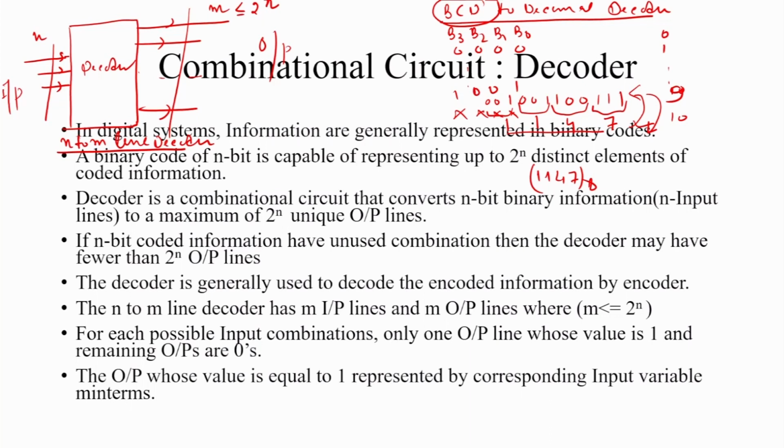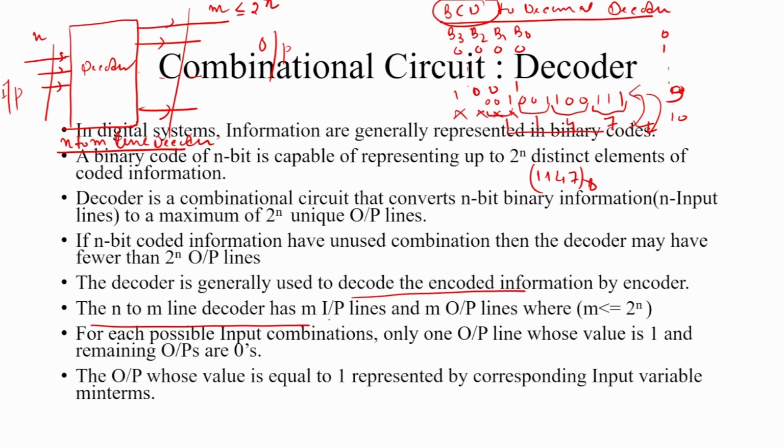So generally a decoder performs the opposite operation of an encoder. An encoder is used for encoding information, and a decoder is used for decoding that information into its original form. This is the general block diagram of an n to m line decoder. There are n inputs, and the maximum possible outputs are 2 to the power n, meaning the value of m is less than or equal to 2 to the power n.